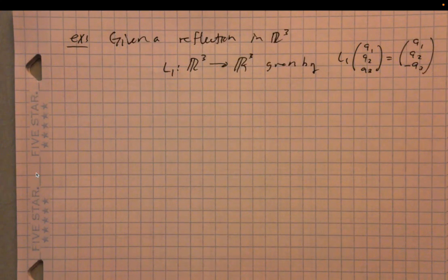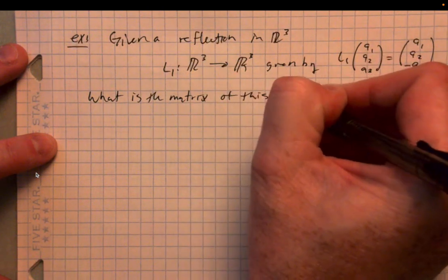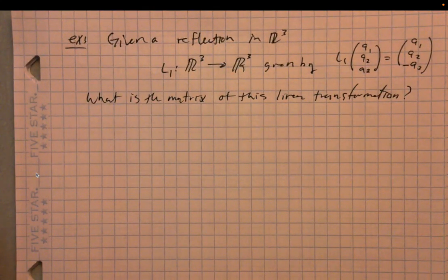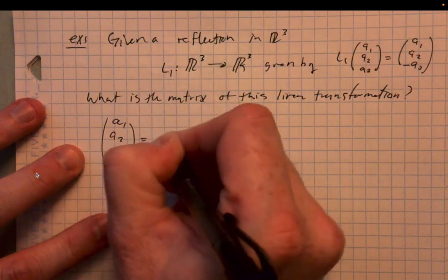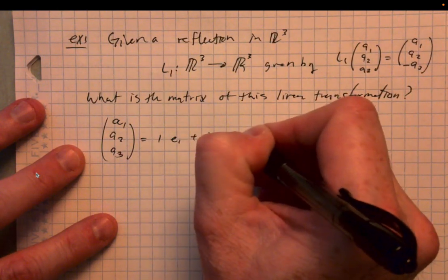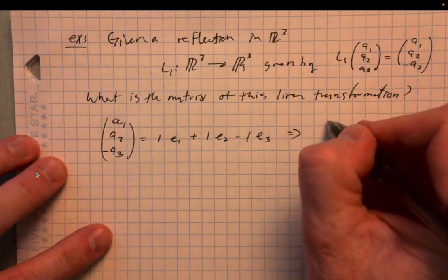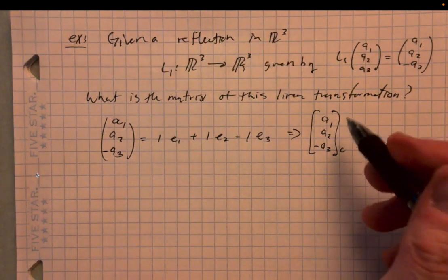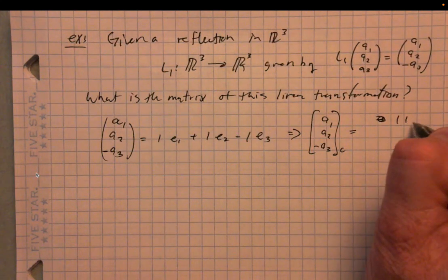So what is the matrix of this linear transformation? Well, we're just going to say with respect to the standard basis. Okay, so if I was going to coordinatize this using the standard basis, I could say something like this: A1, A2, A3 is equal to 1 times E1 plus 1 times E2. Oh, sorry, that should be a negative, right? Minus 1 times E3, right? And so that implies that A1, A2, negative A3 coordinatized under the standard basis for R3 would be equal to 1, 1, negative 1, right?